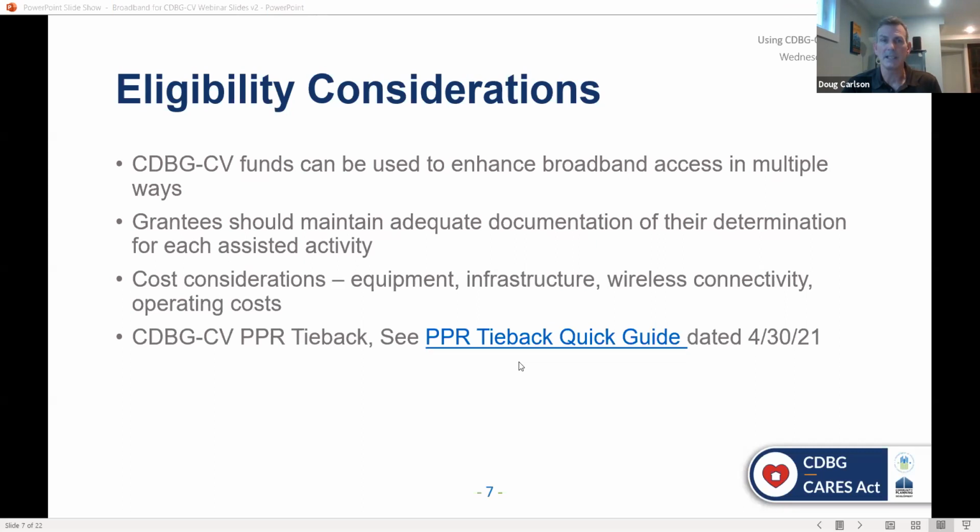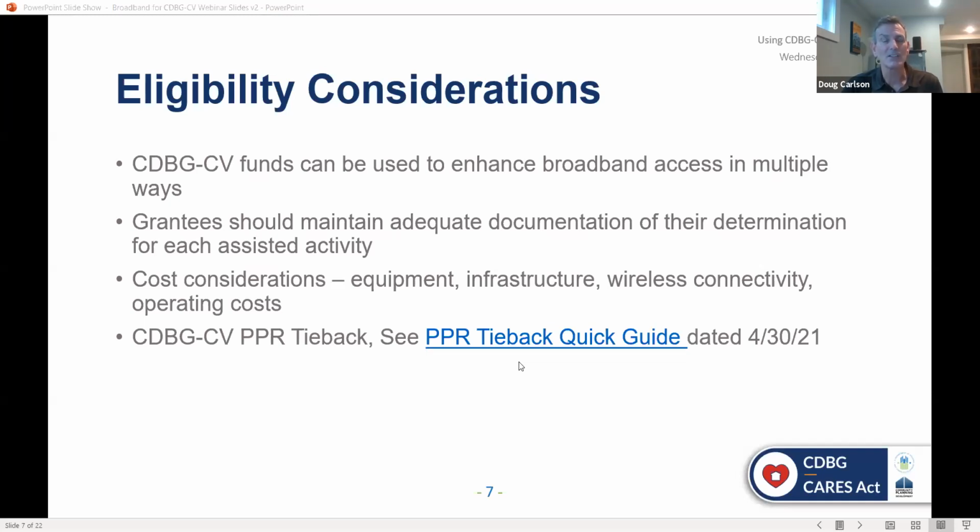Beyond eligibility and national objectives, there is the prepare, prevent, and respond to coronavirus tieback that is needed for all CDBG-CV funds. Every activity must demonstrate a connection to the coronavirus in one way or another. That is a requirement. That's a third requirement, if you will, for CDBG-CV funding. And there is a quick guide that was developed to help grantees understand how you meet that PPR tieback. We call it the PPR tieback to make it easier to say.